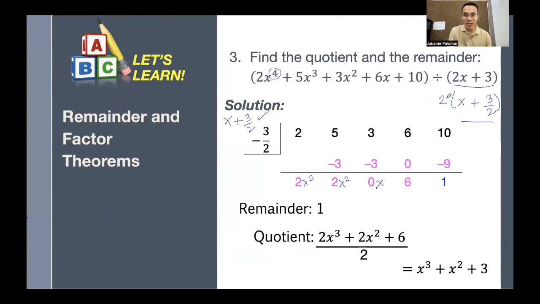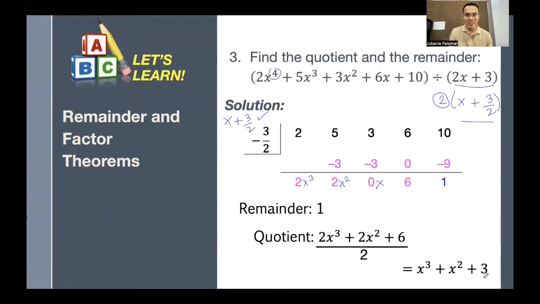So how do we take 2 into consideration? You get the quotient first, and then you divide this quotient by 2, and your final quotient is going to be x cubed plus x squared plus 3. When you use the long division method, the quotient that you will obtain is x cubed plus x squared plus 3.